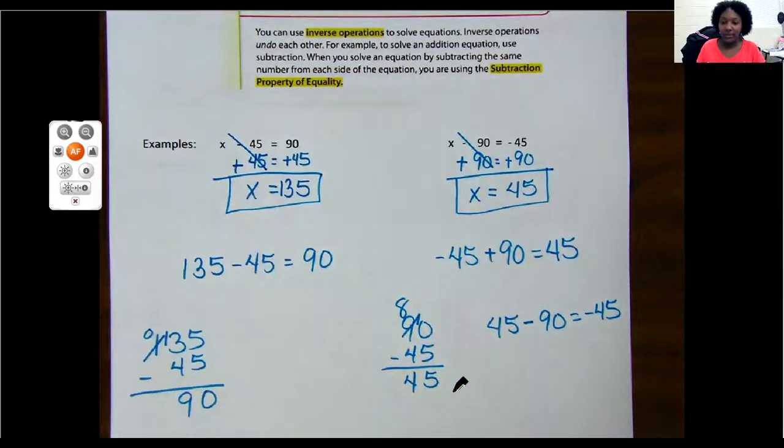Okay, ladies and gentlemen, that is our introduction to equations using addition and subtraction. Remember, whatever you do to one side of the equation, you must do to the other side to keep it equal. You're doing the opposite operation in order to solve for the missing variable. You're going to go do a couple problems on your own, and I'll see you tomorrow.